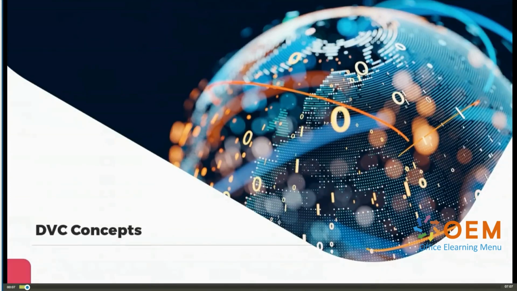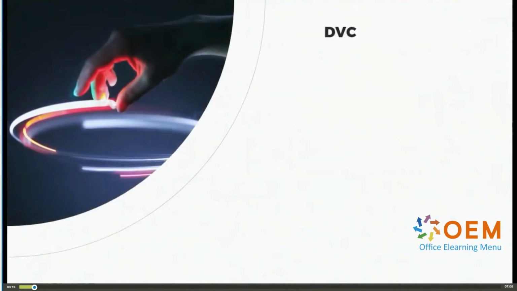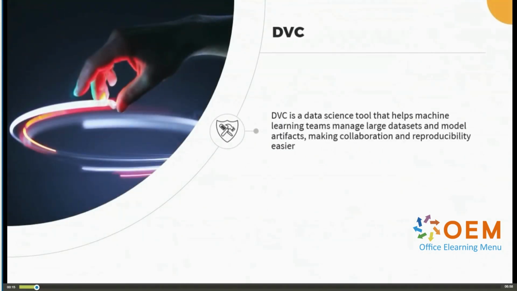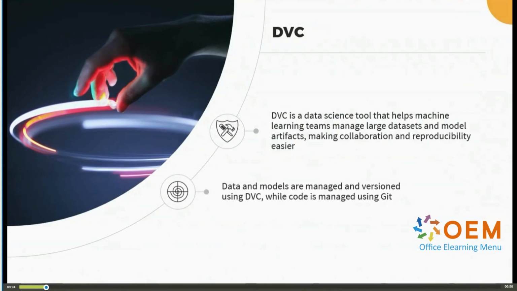Now that we have a fairly good grasp on how Git works, let's turn our attention to some DVC concepts. As we've already mentioned, DVC is a data science tool that helps with the machine learning workflow. It helps you manage large datasets and model artifacts. Data and models are going to be managed and versioned using DVC, while you will continue to rely on Git for the source code versioning.